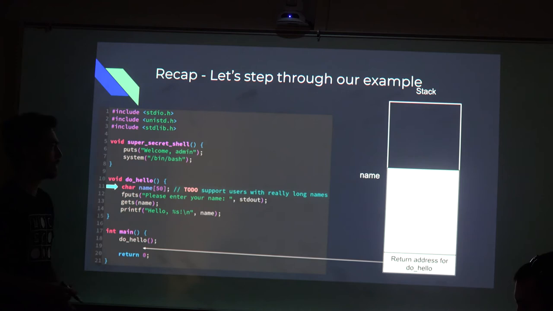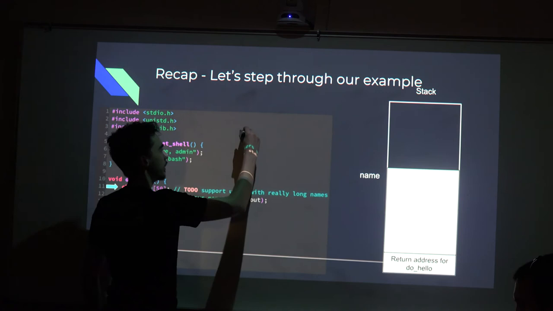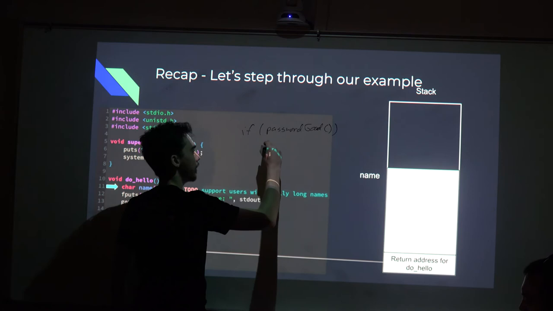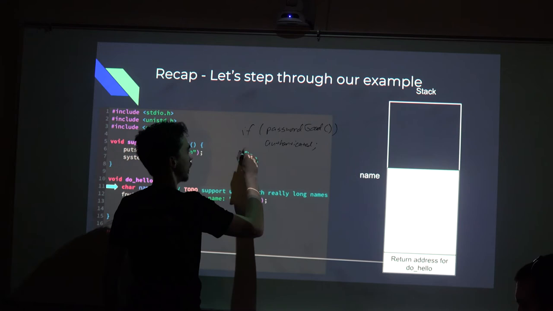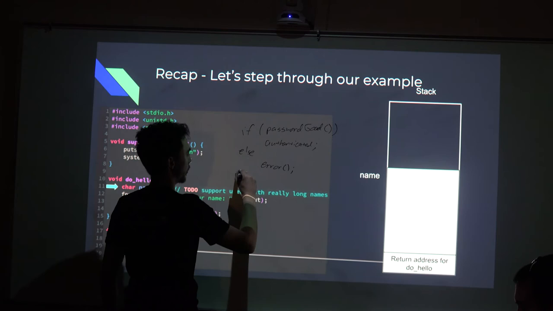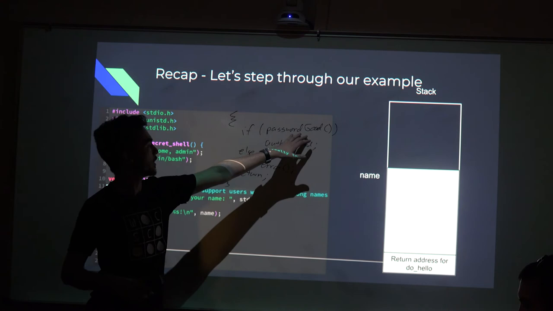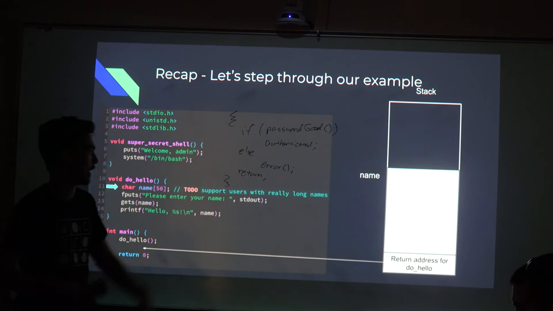Maybe a more reasonable case is: if password good, then authenticated, else error. So this is a little more reasonable, right? This is some function, I haven't given it a name yet. If the user typed in a good password, they're authenticated, they can do whatever. Otherwise, return an error. So that's kind of reasonable.